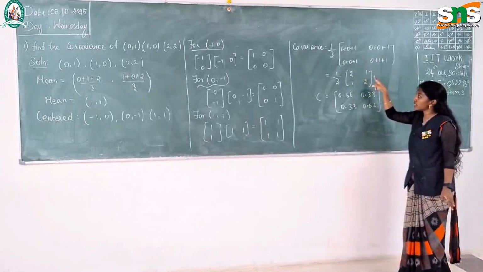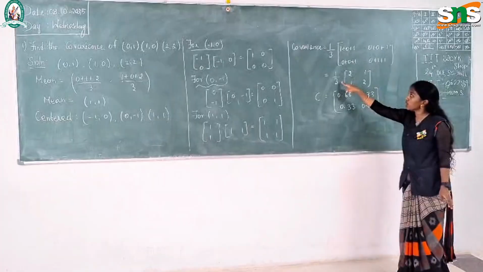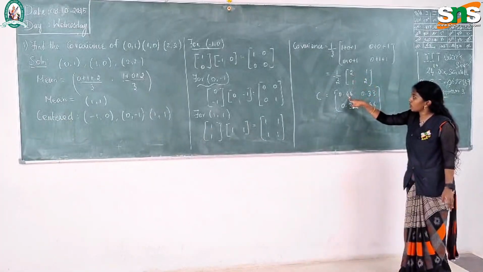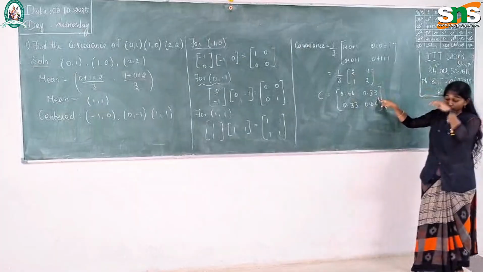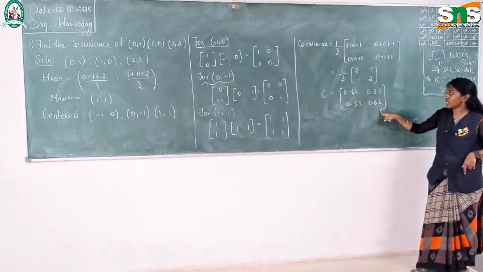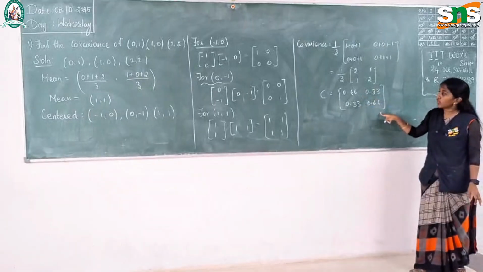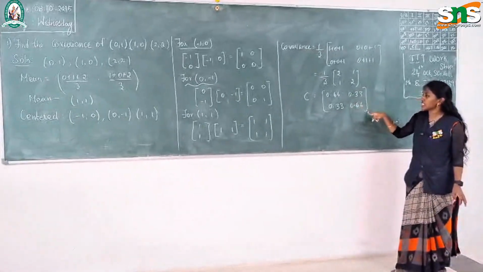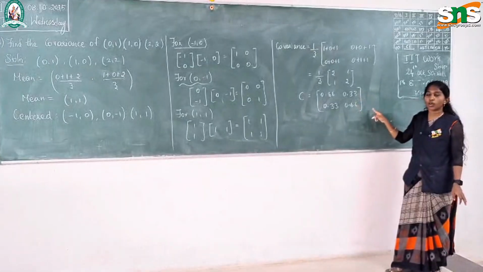Now we simplify by dividing all the elements by 3. 2 by 3 is 0.66, 1 by 3 is 0.33, and 1 by 3 is again 0.33. Here 2 by 3 is 0.66. So this is the covariance. The matrix is 0.66, 0.33, 0.33 and 0.66. Finally, this is the covariance value.